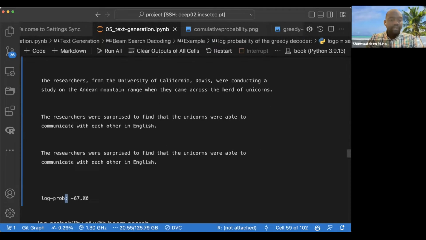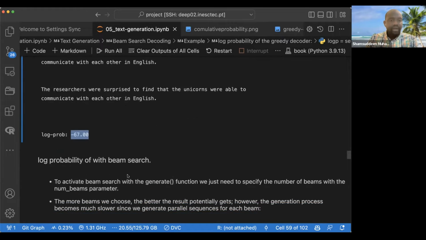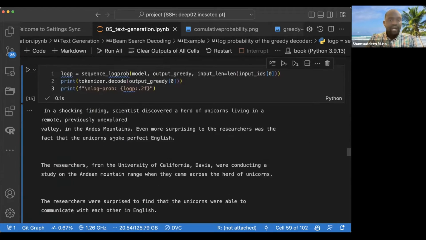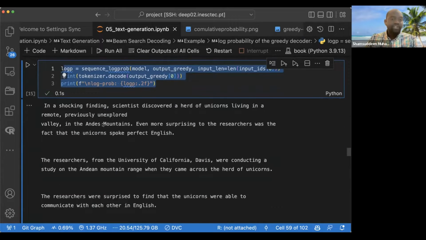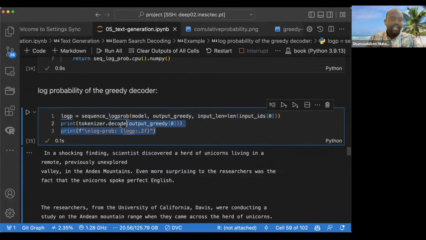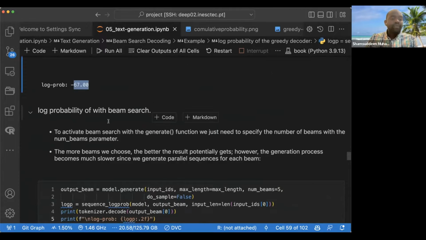Now this log probability is minus 67, right? And we can see that the output also contains some repetition. To activate the beam search here, what we need to do is basically, oh, no, this is the greedy search. Yeah, this is the greedy search, not the beam one. So here we have the log sequence probability of the greedy search.